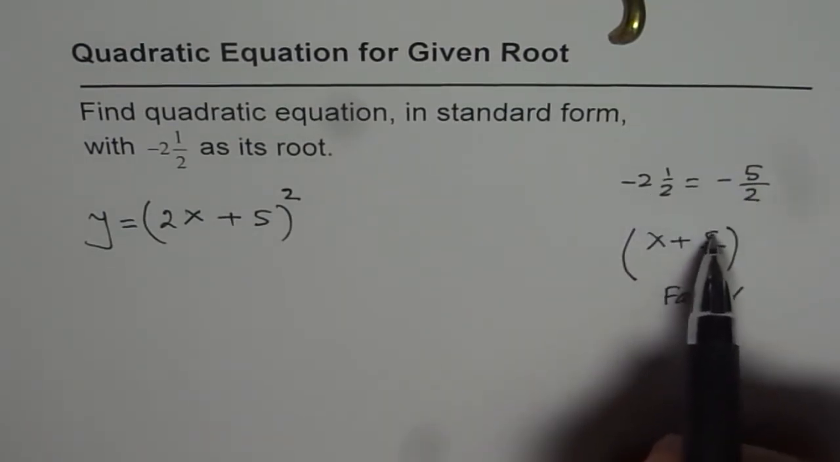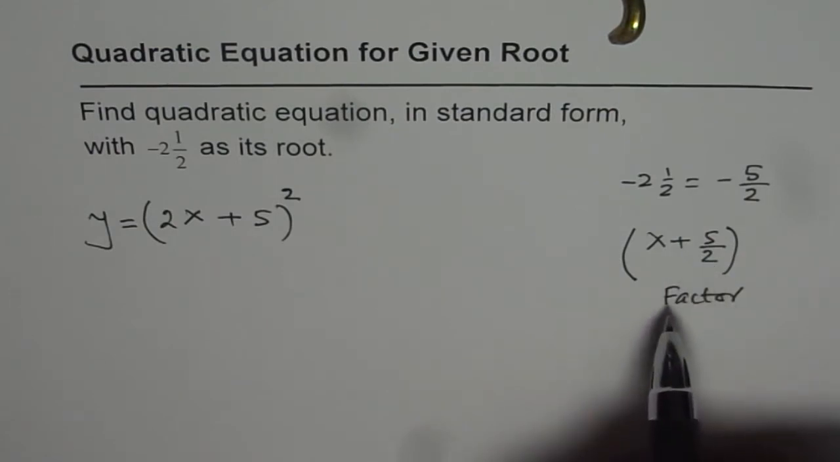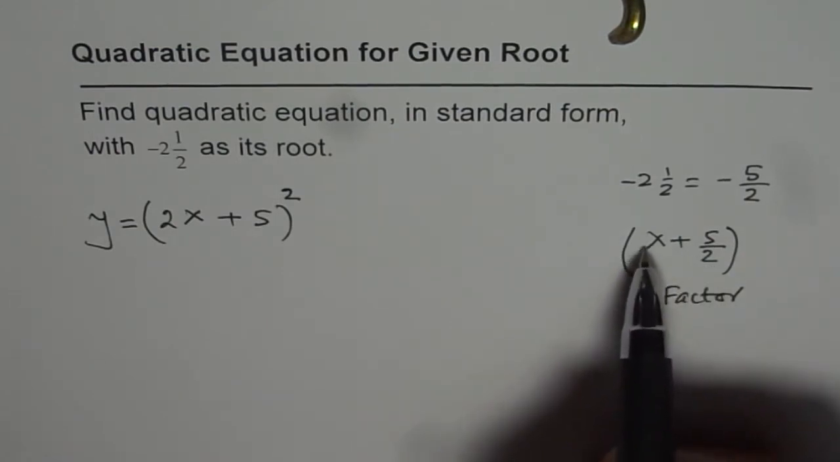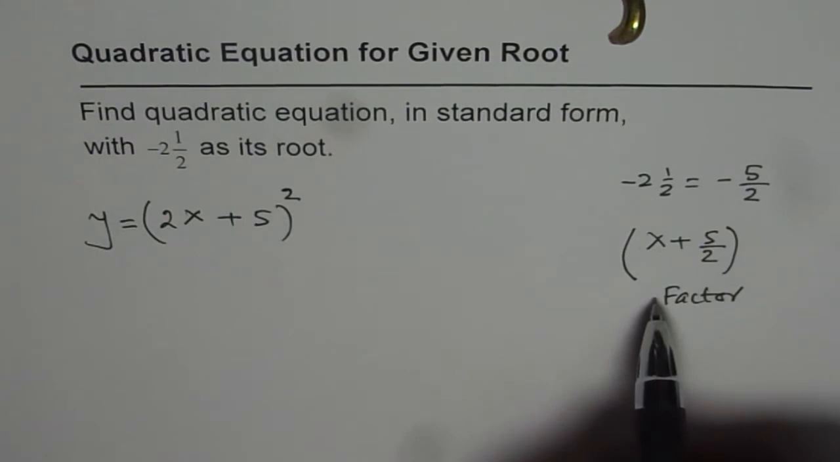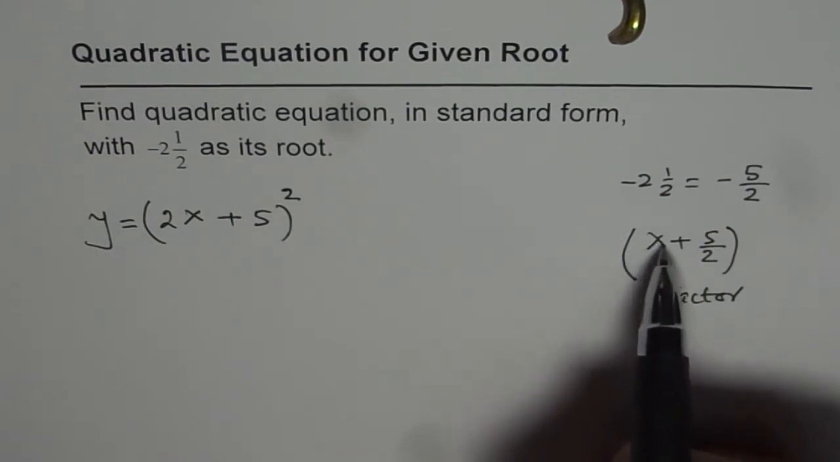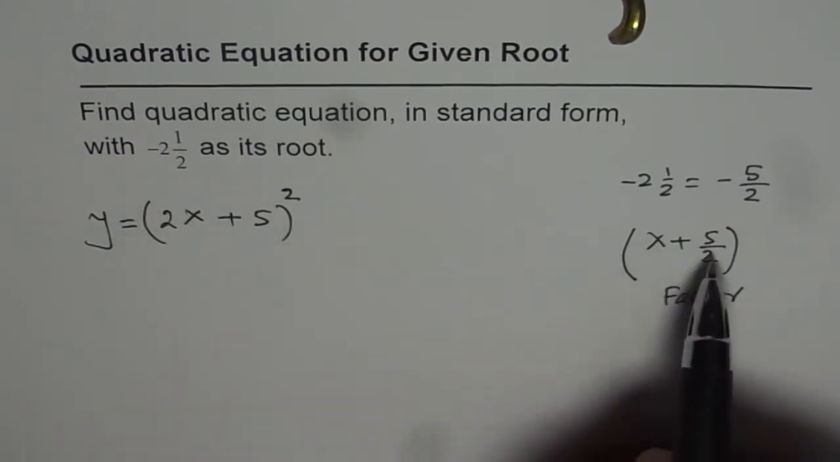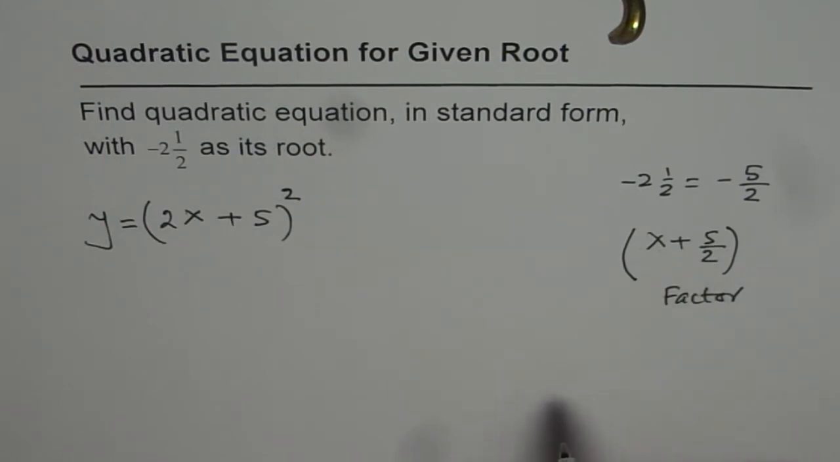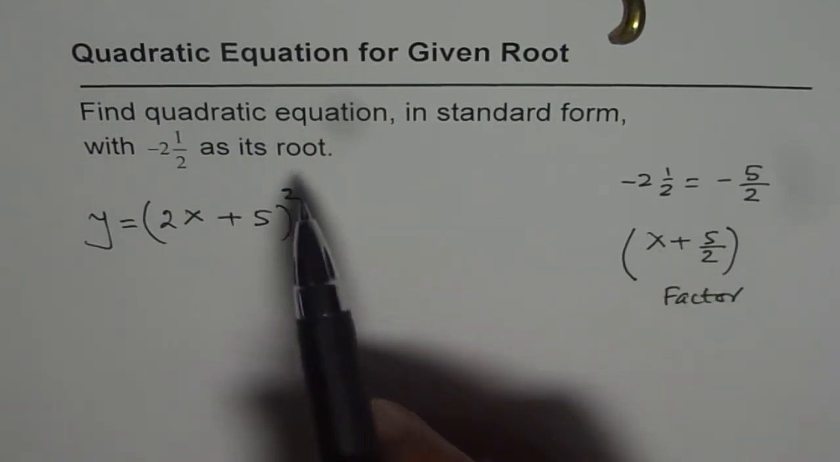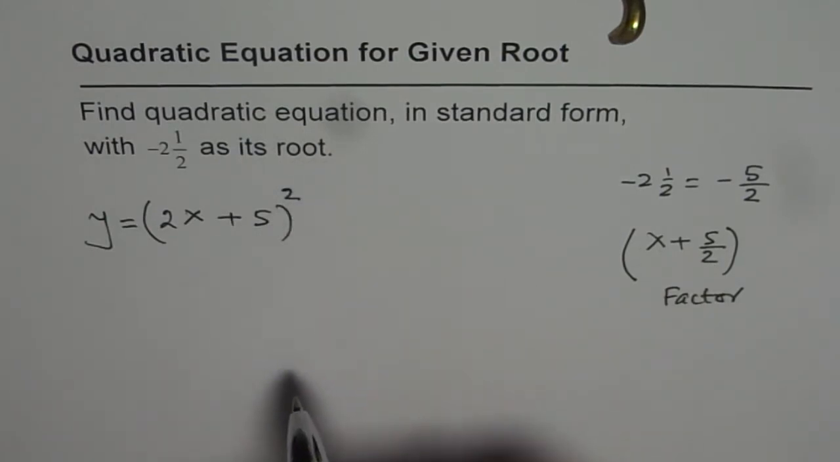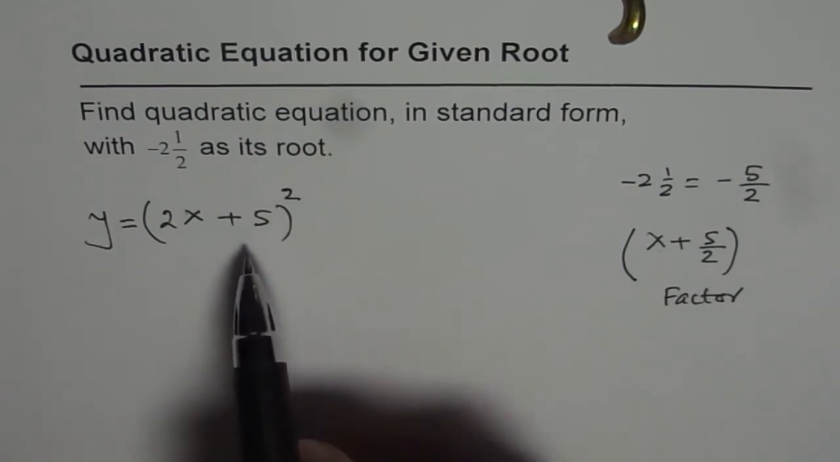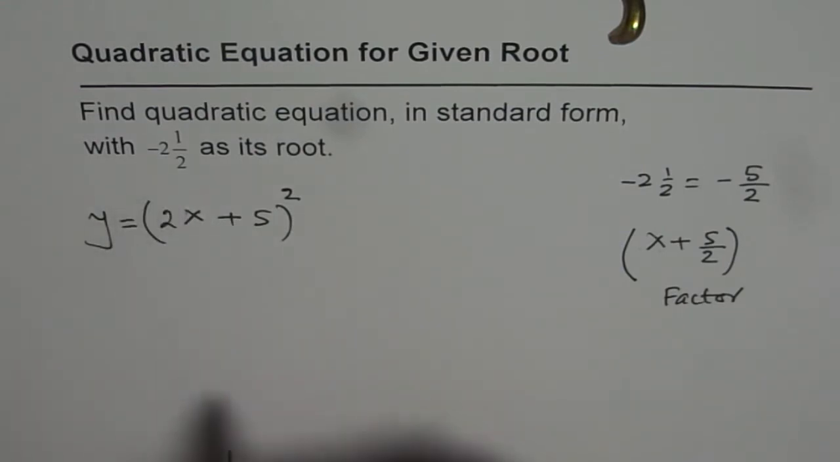So x plus 5 over 2 is a factor. Now we could also write this as 2x plus 5, correct? So if I write 2x plus 5, I get minus 5 over 2 as one of the roots. Now since it is a quadratic equation, that should be squared. So we have a double root at minus 2 and a half. That is how we have to understand it.